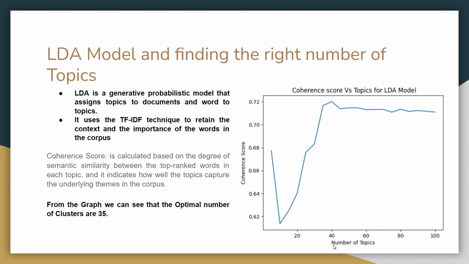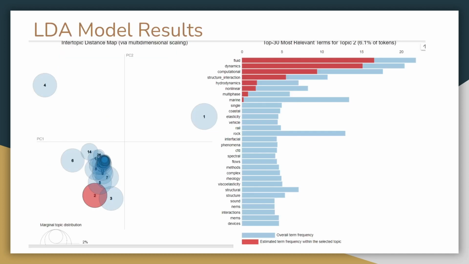On the x-axis we have plotted the number of topics, and the y-axis is the coherence score. We found that it is maximum at 35, so we chose the optimum number of clusters to be 35. Using 35 as the number of clusters, we trained this LDA model, and these are the results.